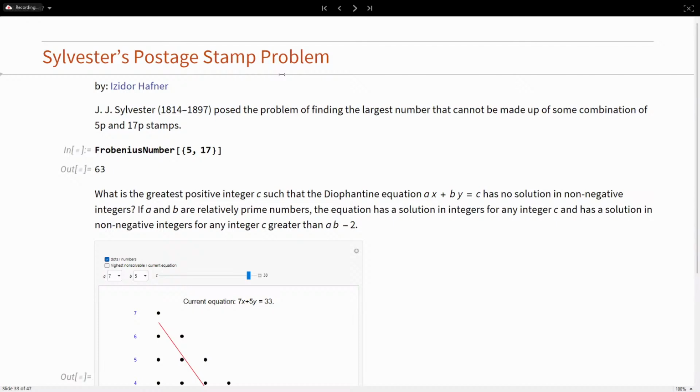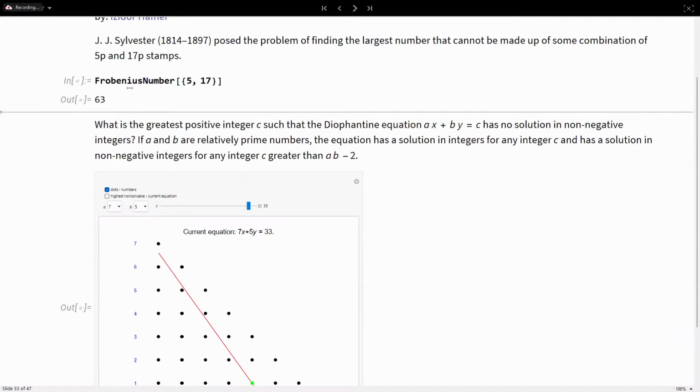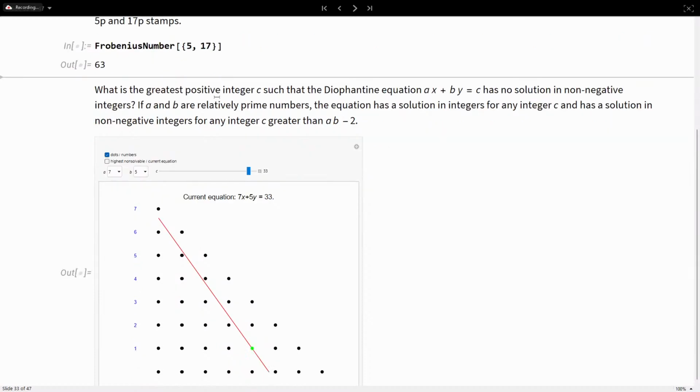So here's an example of linear algebra being used to solve a problem. The Sylvester postage stamp problem. He wanted to know the largest number that could not be made of some combination of 5 and 17 pence stamps. And even though Sylvester developed it, and if you remember back, Sylvester is the one who developed matrices with Cayley, it's named after Frobenius. And the Frobenius number, for this particular one, is 63.